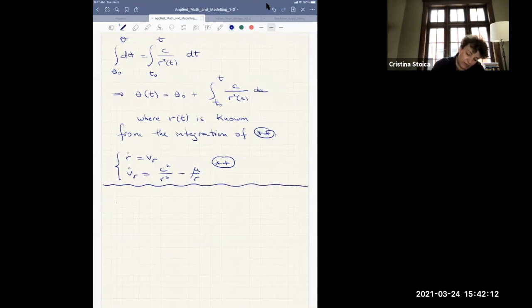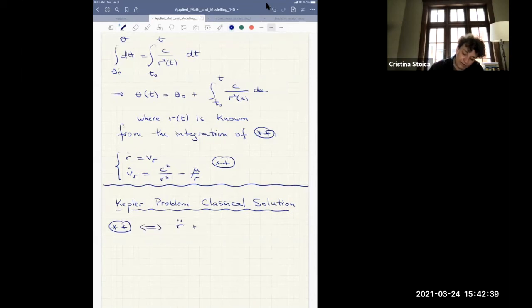So now I'm going to write the Kepler problem, classical solution. I'm going to take this one and write it as r double dot plus C squared over r cubed minus mu over r squared equals 0. That was already point B of problem 4, and I was telling you what to do. Okay, let me check my signs here because they're backwards.